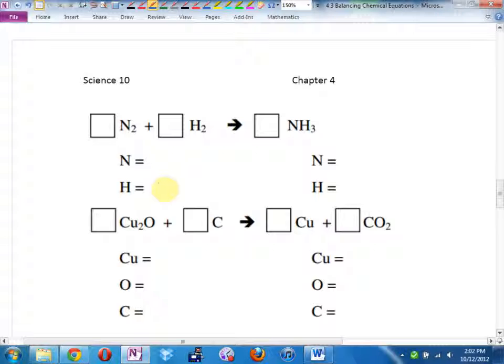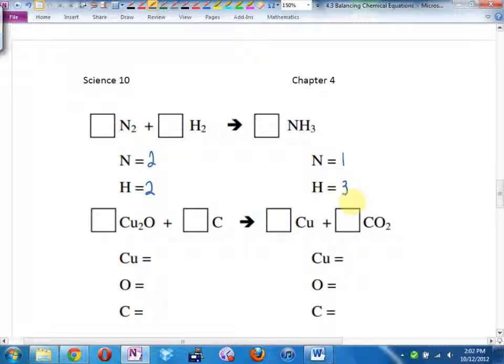Laura, how many nitrogens on the left-hand side, kiddo? 2. How many hydrogens? 2. How many nitrogens on the right-hand side? 1. How many hydrogens? 3. Are we balanced?